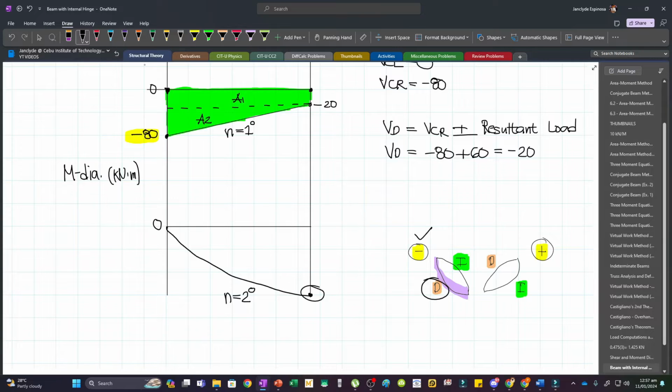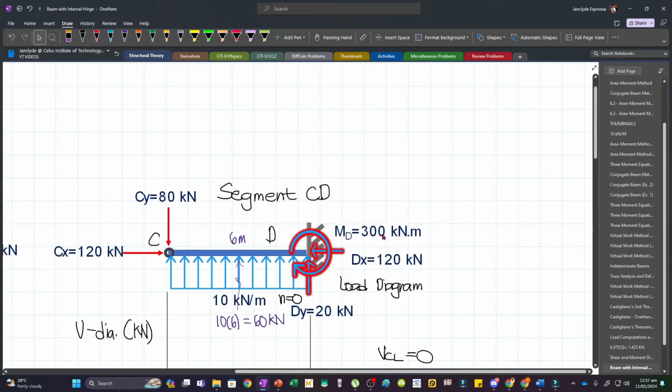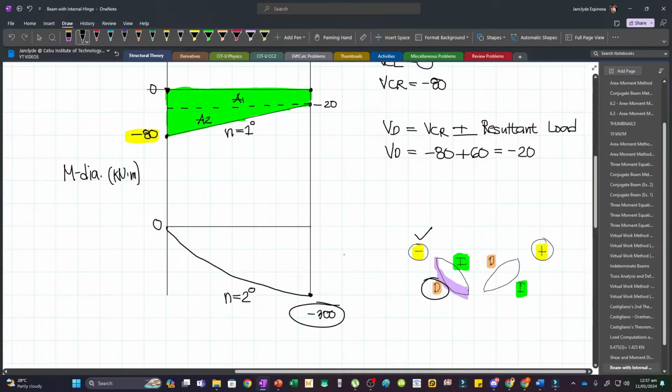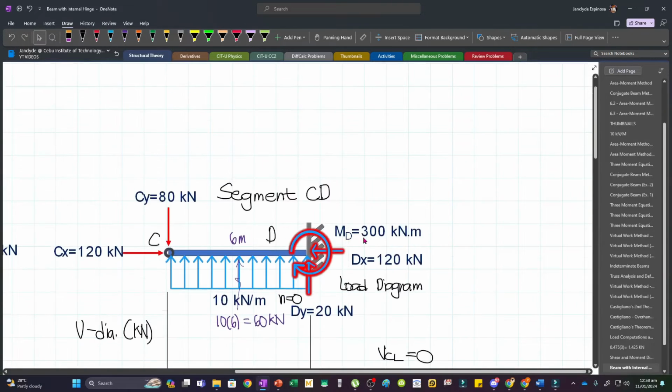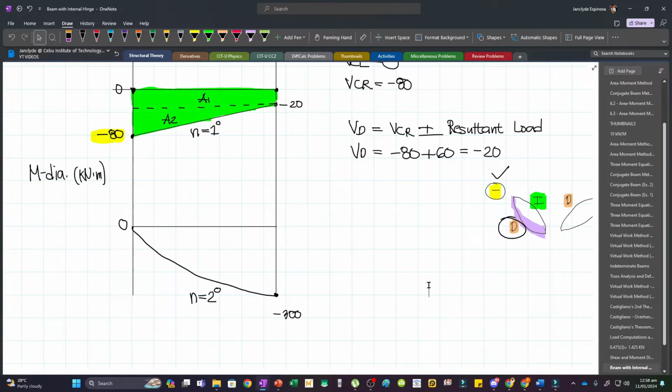And then sir, what will be the value here? Now naturally, the value here should be negative 300. Now this is because we have a moment reaction. Our moment reaction is 300 kNm. And then para ma-zero dito, we will move from negative 300 and then plus 300. And so this will be at 0. However, just to show you the solution using the area method, let's just use this one.